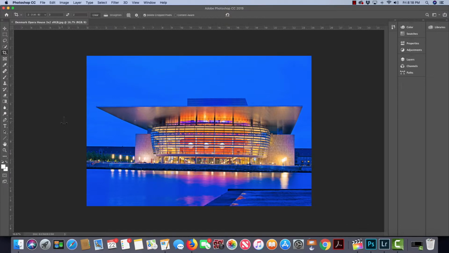we're going to take a look at this image and find out that the focal point here is the Opera House. It has the highest amount of contrast, is the brightest thing in the image.